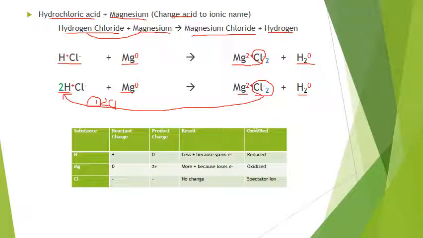What's being oxidized and reduced? Hydrogen is going from a plus charge to no charge. Even though there's two of them, it's still hydrogen. So it gets less positive because it gained electrons. And magnesium did the opposite, became more positive because it lost electrons, and it was oxidized. So hydrogen reduced, magnesium oxidized. And chlorine has no change.